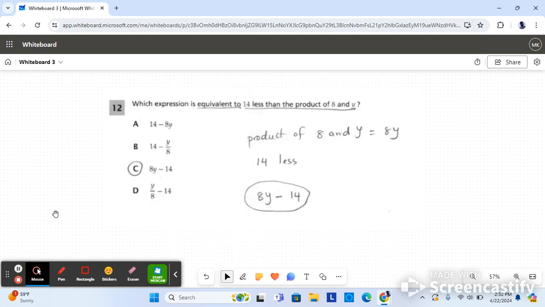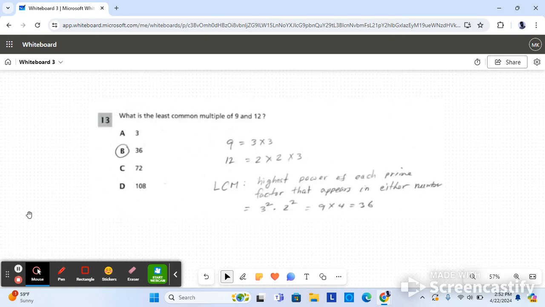For question 12, it says, which expression is equivalent to 14 less than the product of 8 and y? So the product of 8 and y is equal to 8y, and to do 14 less, you have to subtract 14 from that. So 8y minus 14, which means the correct answer is C.